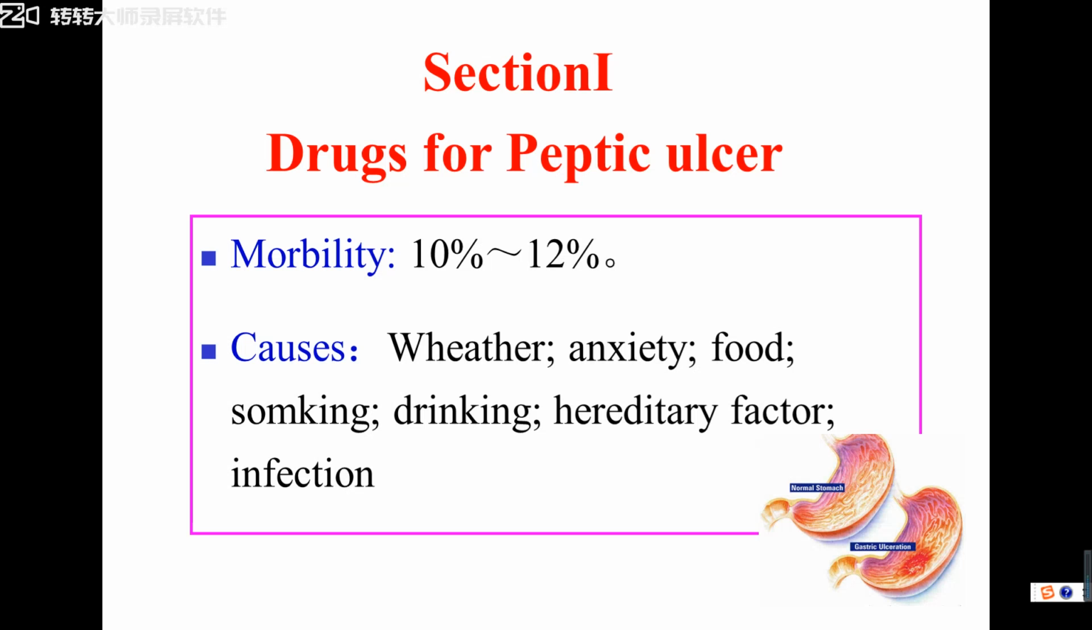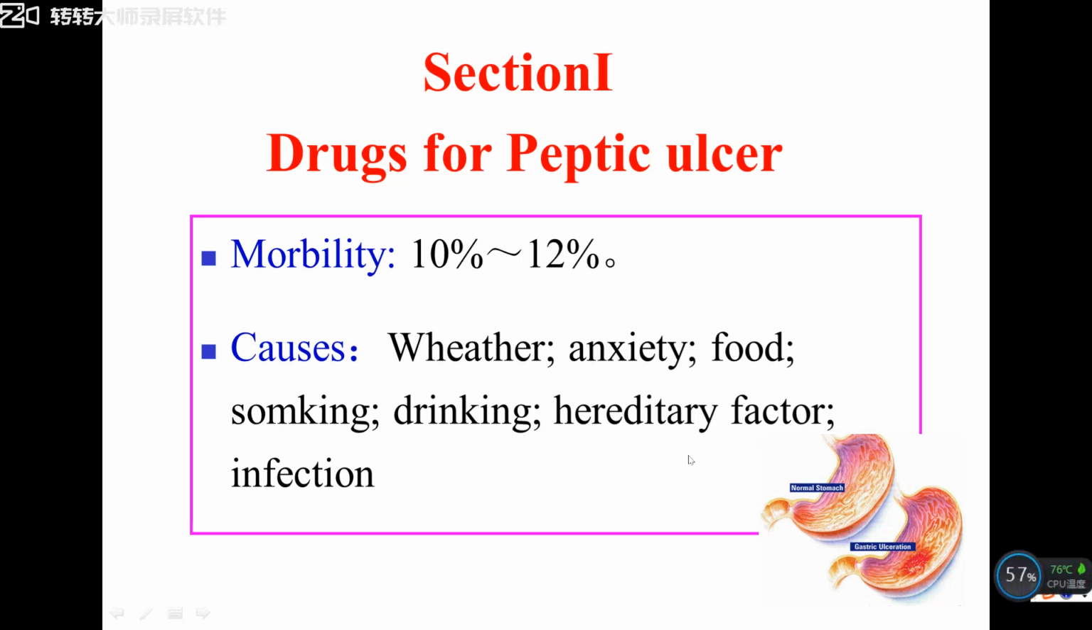The causes of gastric ulcer include weather, such as cold weather inducing gastric ulcer, and psychological factors, for example, anxiety. And food, yes, the cold, acidity, or pepper, and so on. Spicy food also induces ulcer. Heavy drinking and smoking induce ulcer. Next is the hereditary factor.